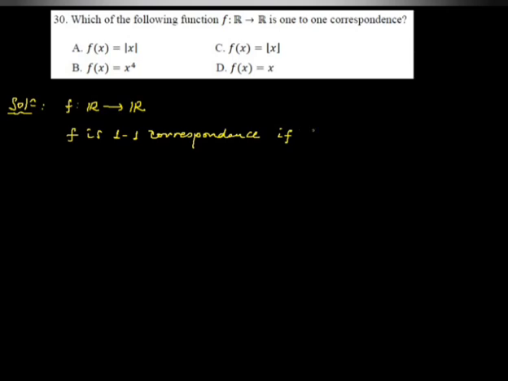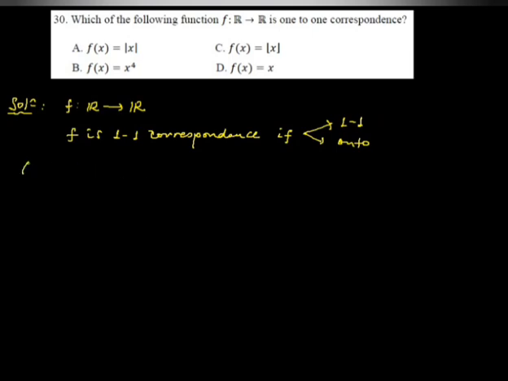if it is both one-to-one and onto. This condition must be satisfied. If these two conditions are satisfied, then the function is a one-to-one correspondence.